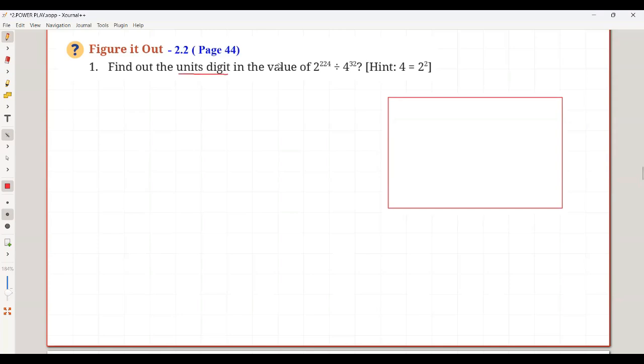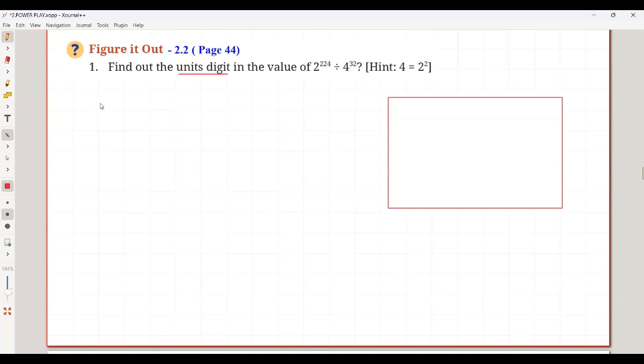Unit digit is nothing but the last digit. For example, in 224, the 4 is the unit digit, or last digit. Now we have to find out what the unit digit will be while simplifying this value.